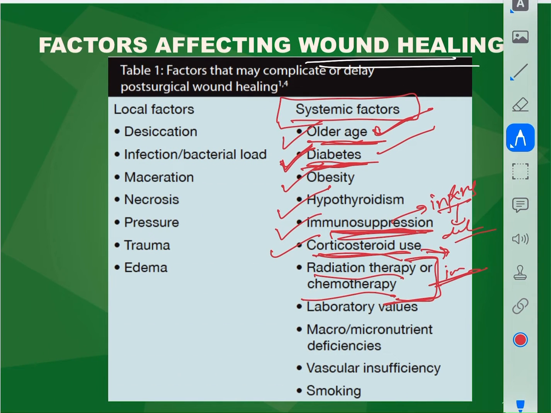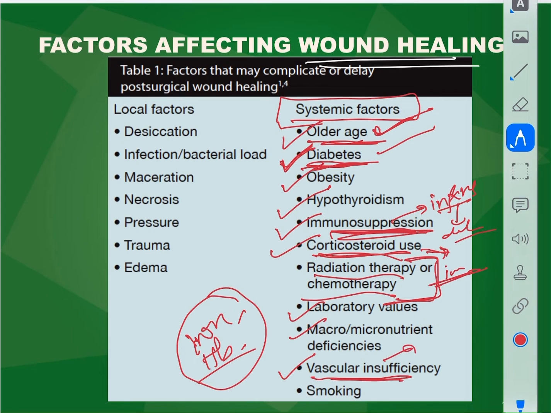Now the laboratory values, macro and micronutrient deficiencies, iron deficiency. If the hemoglobin of the patient is low, if the patient is nutritionally deficient, then again the wound healing will be delayed. Vascular insufficiency, if the patient is suffering from Buerger's disease, or atherosclerosis, if the blood supply to the wounded arm or limb is not good enough, then the wound healing is delayed. Smoking also delays wound healing.